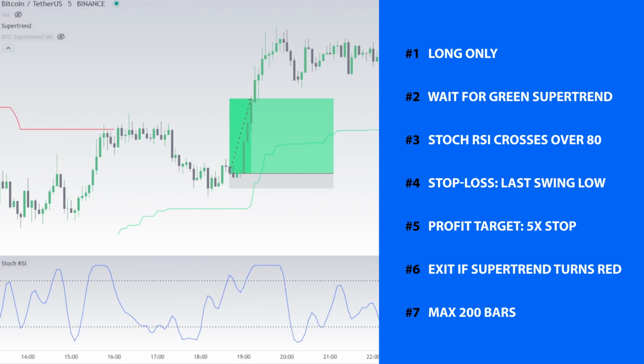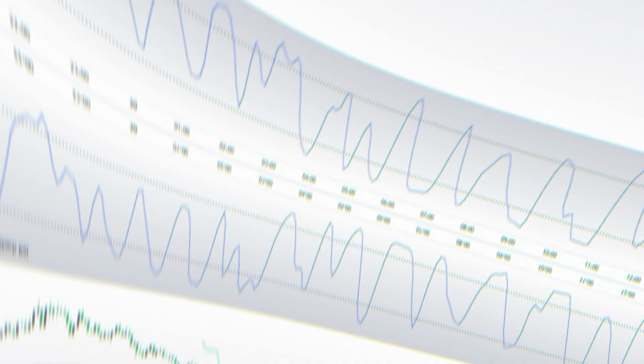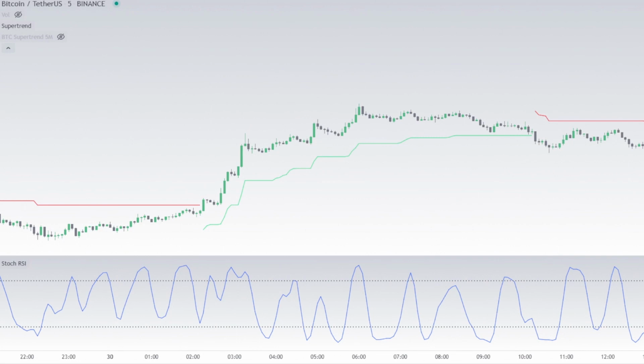Now that we have everything set, let's make an example trade to make it all clear. First, we wait for the Supertrend to become green. Then, we wait for the Stochastic RSI to cross over 80. This is our trigger bar, so we need to determine the two most important parts of any trade: the stop loss and our profit target.